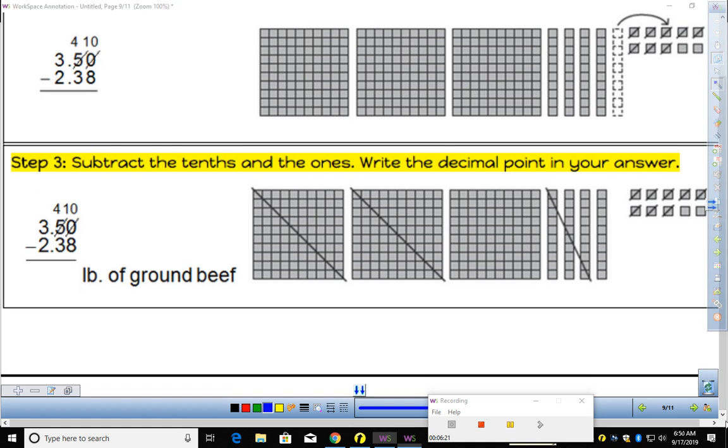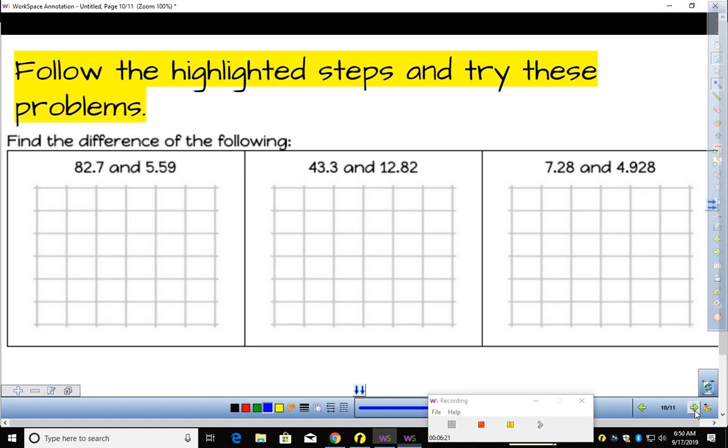Okay. And finally, then you subtract the tenths and the ones. So, in your notes it's printed there that we've already done our borrowing. So 10 minus 8 is 2, 4 minus 3 is 1, 3 minus 2 is also 1. Okay, and then we also want to make sure that we're writing our decimal point in our answer, because 112 is very different than 1 and 12 hundredths. All right.